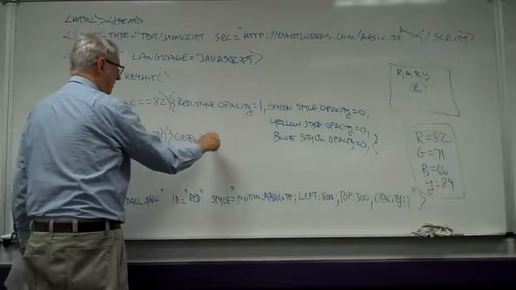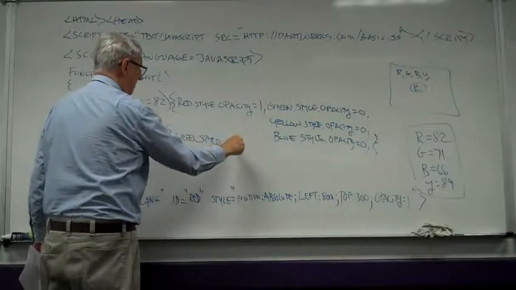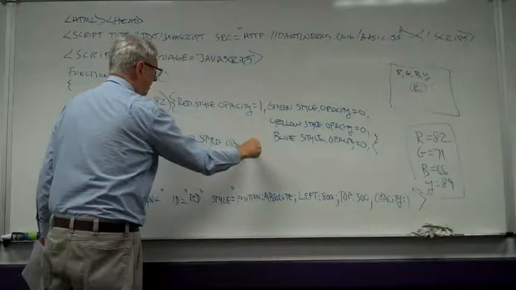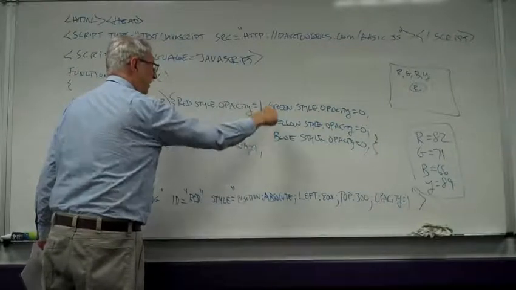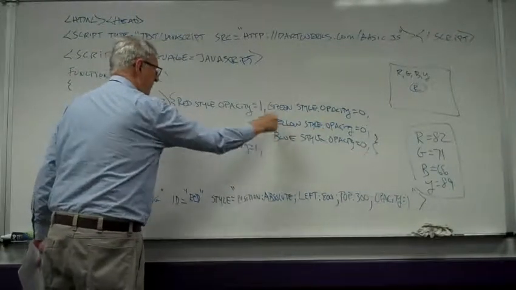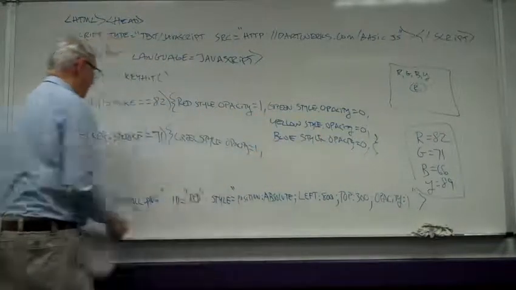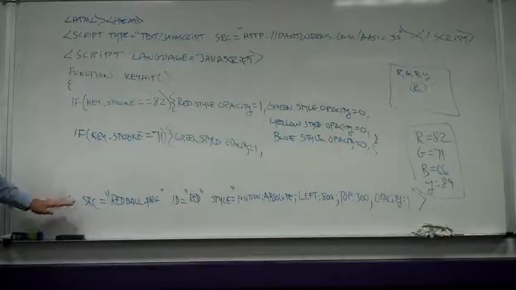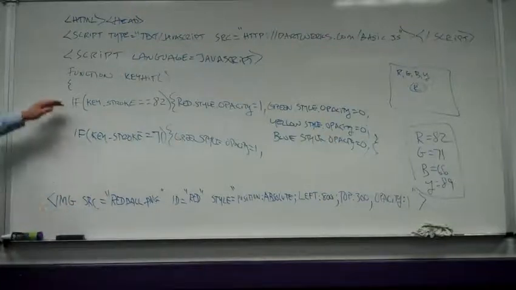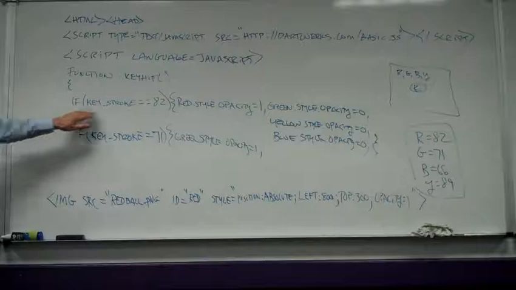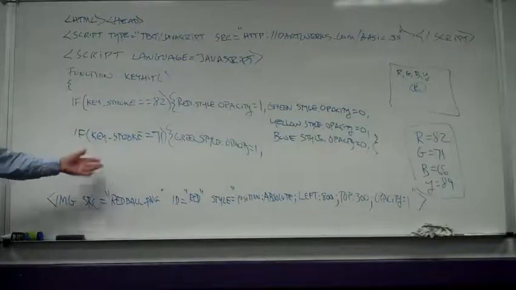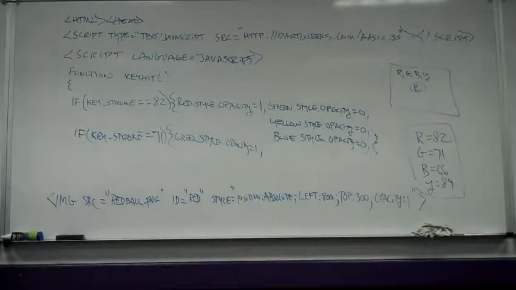Dot style, dot opacity equals 1. And then you make all the other ones the same thing he said, get rid of red, yellow, and blue. You make them all 0. So in other words, you have four images down here, and you have to have four different if statements for each of the different possibilities. And you simply turn one on and the other three off.